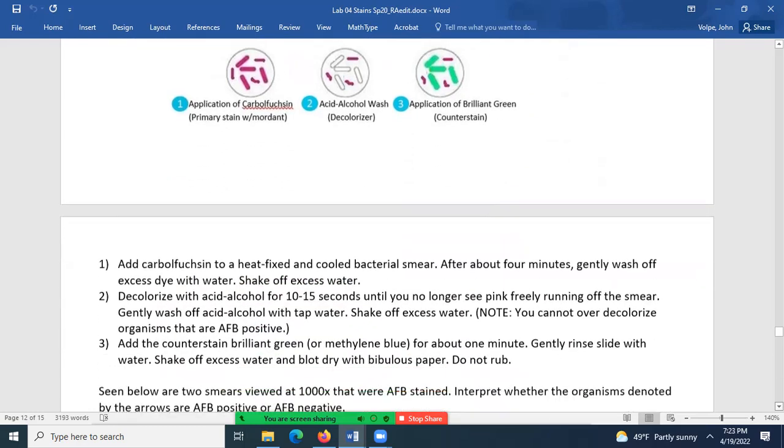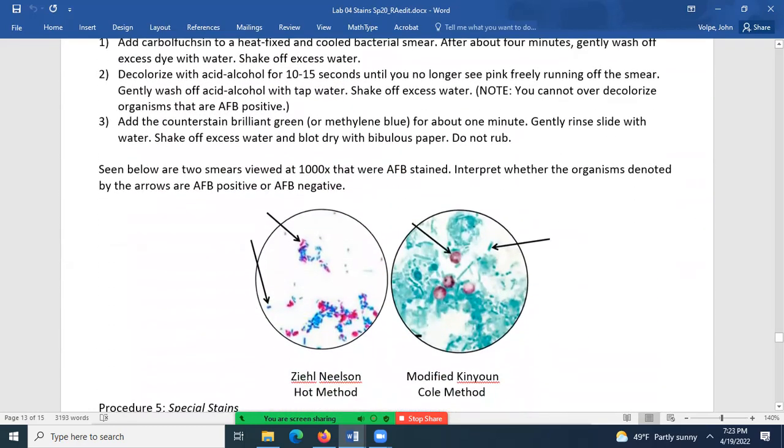So with this procedure, the acid-fast cells will stain pinkish, and the non-acid-fast cells will stain greenish. With the Ziehl-Neelsen method, you'll notice it's a different color, but the acid-fast cells stain pinkish, and then the non-acid-fast cells stain, well, kind of a bluish green or turquoise color.